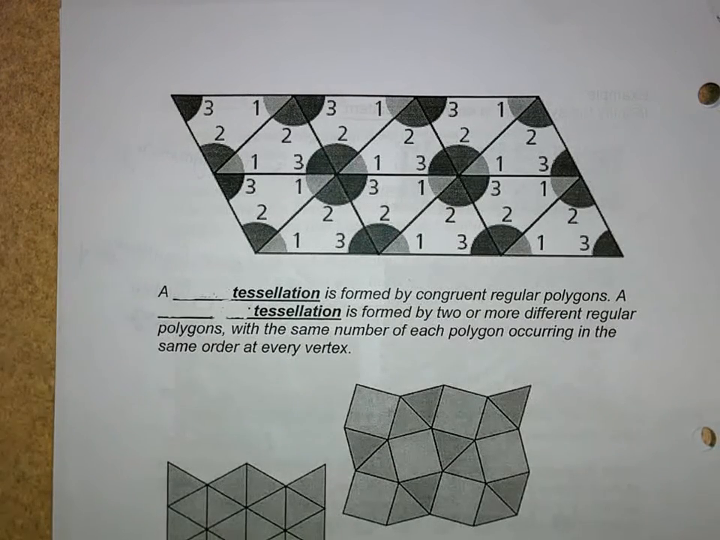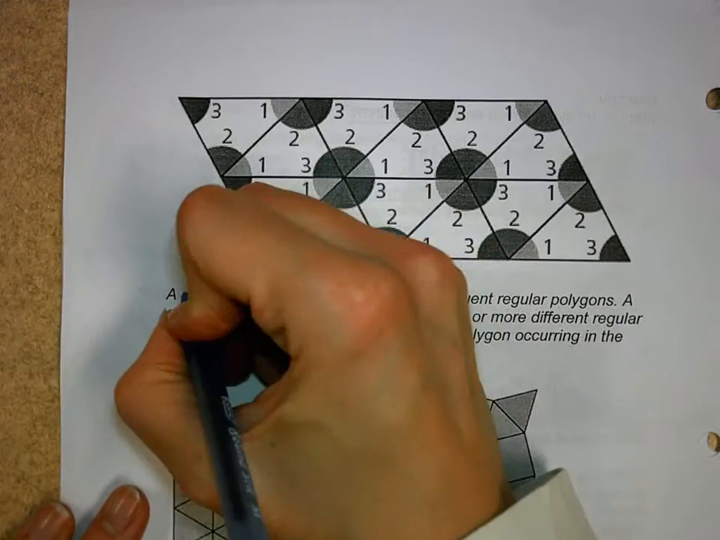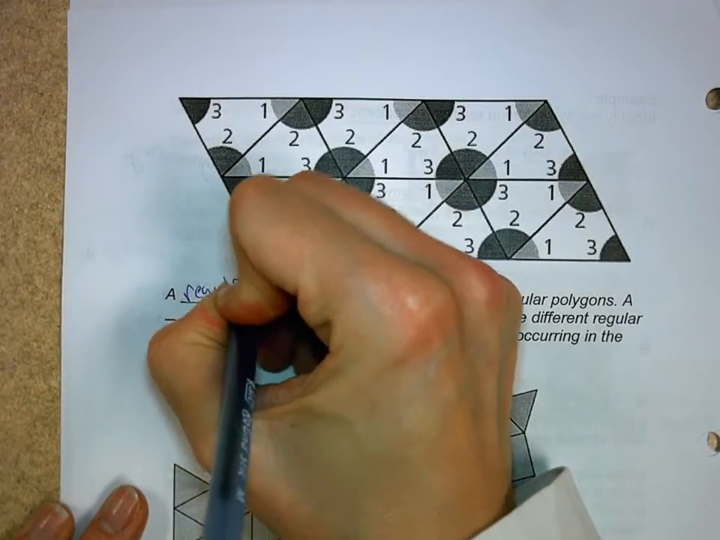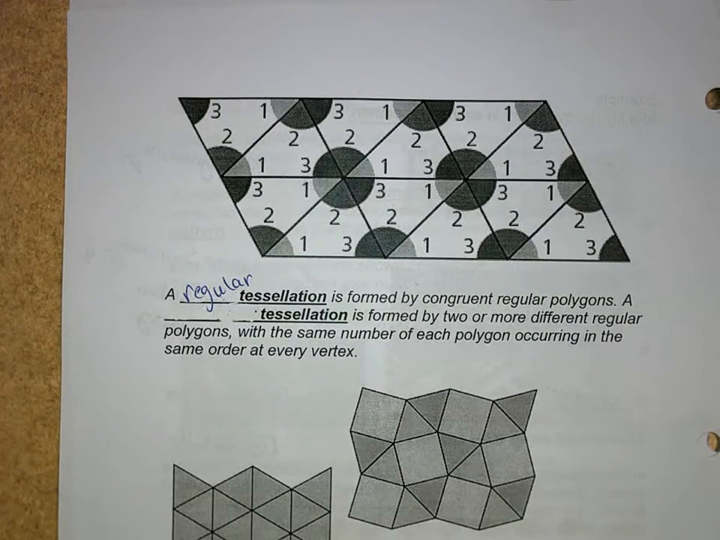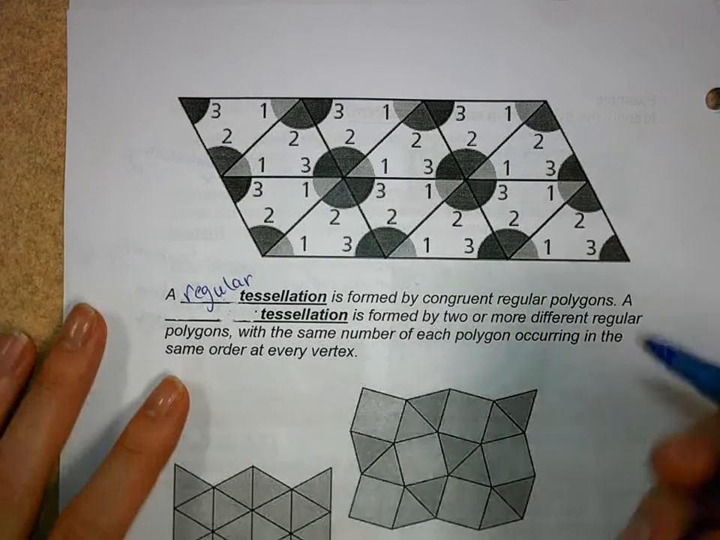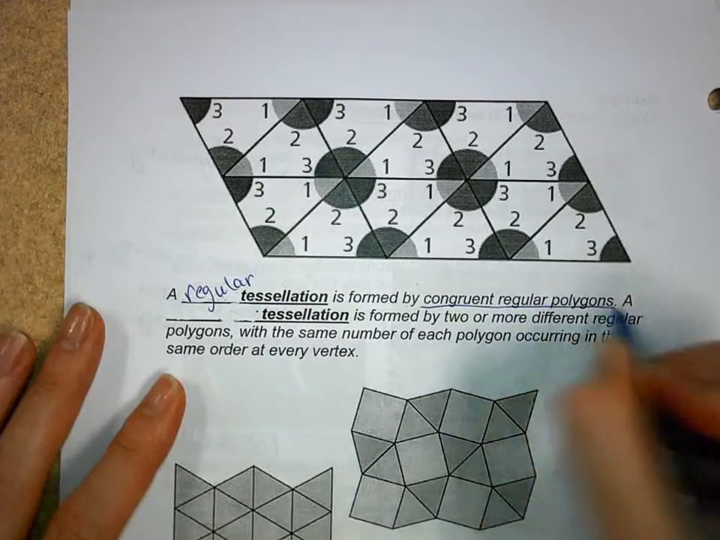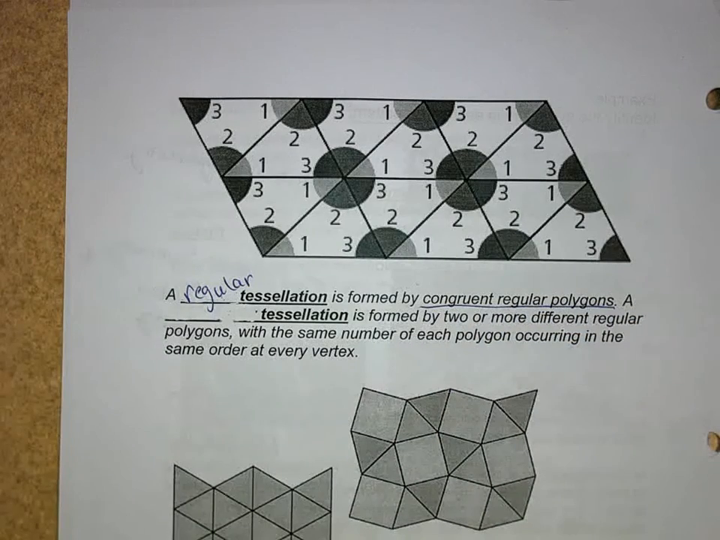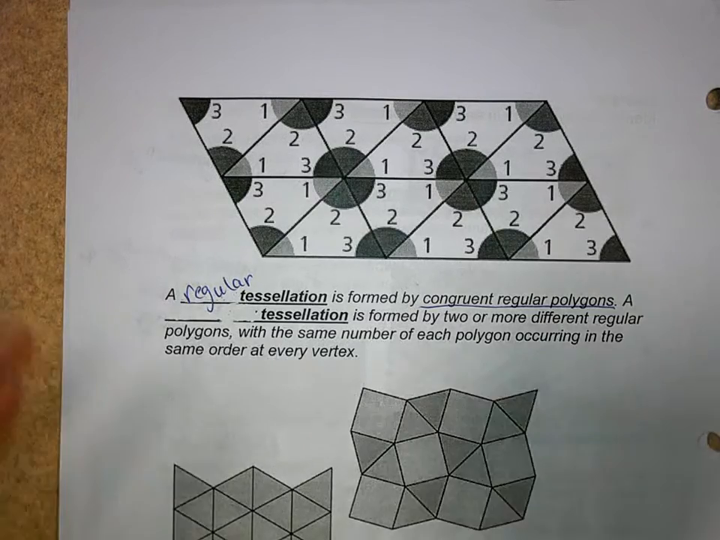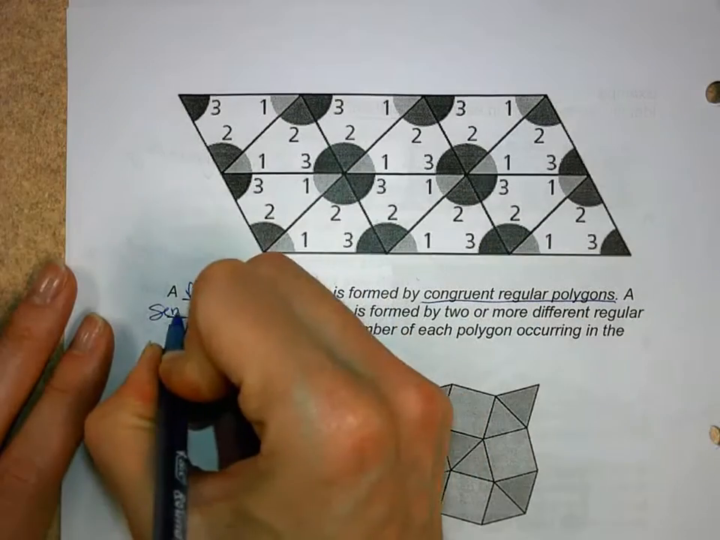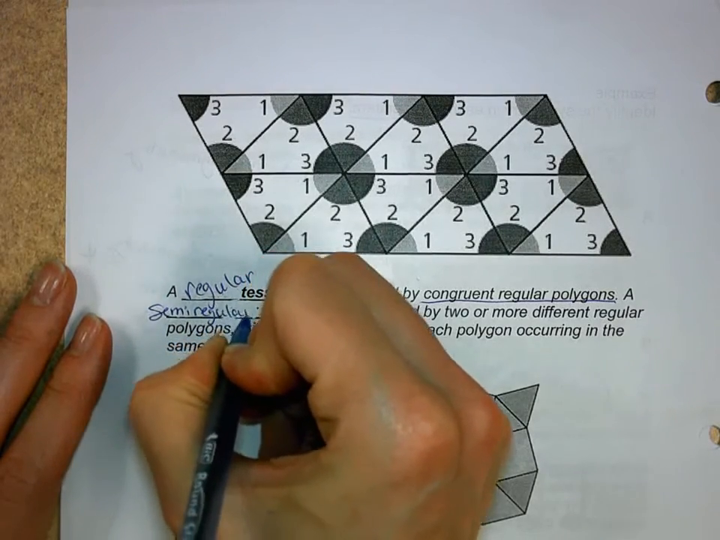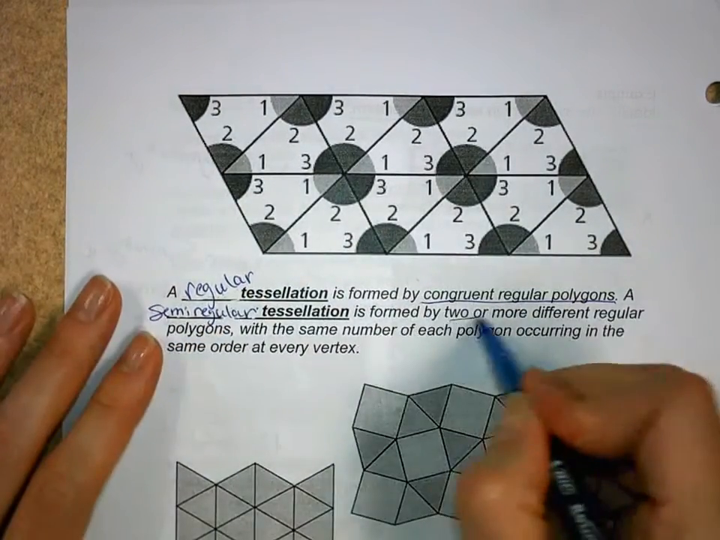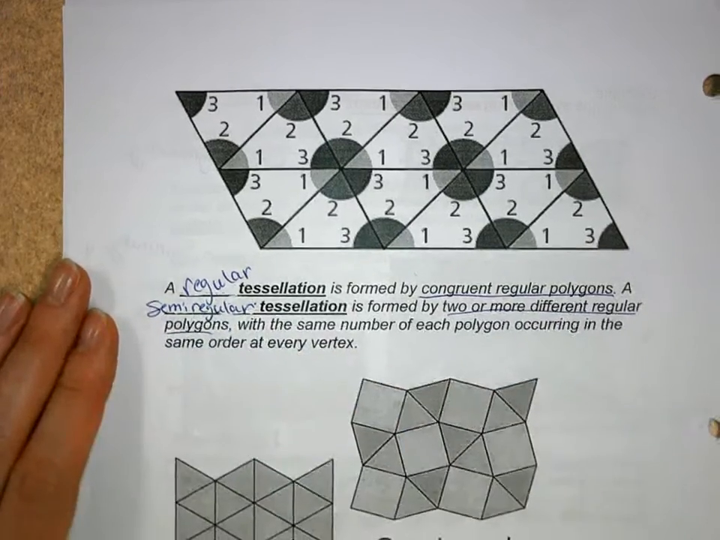Now, here's the thing. We have two different types of tessellations. We're going to have what's called a regular tessellation. Now, guys, in a regular polygon, all the sides and all the angles are the same. Notice what it says: a regular tessellation is formed by congruent regular polygons. Very simple to get. Then we have what's called a semi-regular tessellation. It's formed by two or more different regular polygons.